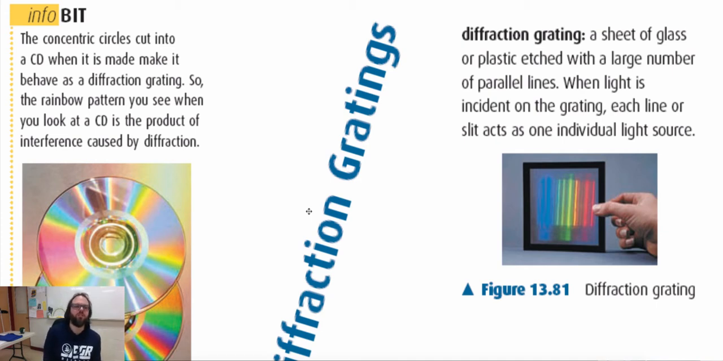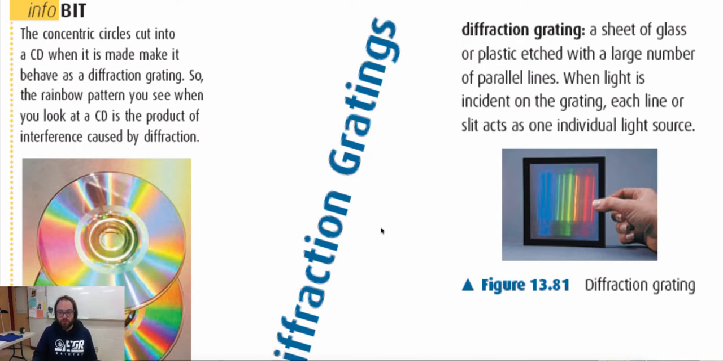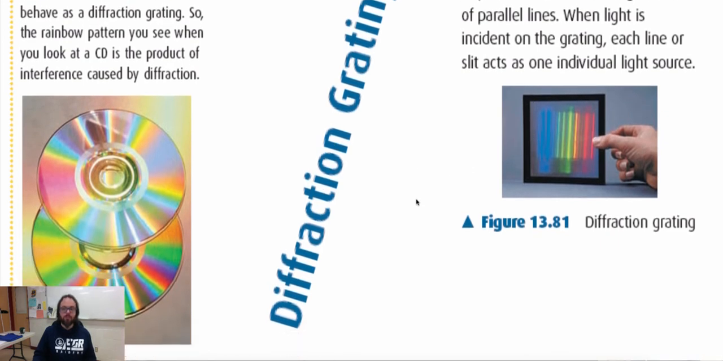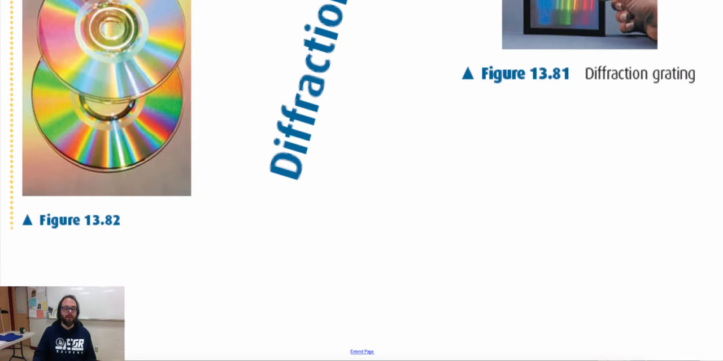So the concentric circles cut into a CD when it is made behave as diffraction gratings. The rainbow pattern we see when we look at a CD, if you guys still look at CDs, I'm not sure, this is more when I was a teenager or kid, is an interference pattern caused by diffraction. That's the rainbow. A diffraction grating is a sheet of glass etched with a large number of parallel lines. When light is incident on the grating, each line, or slit, acts as an individual light source, which gives us these bright spots, nodes and antinodes. And that is called a diffraction grating.